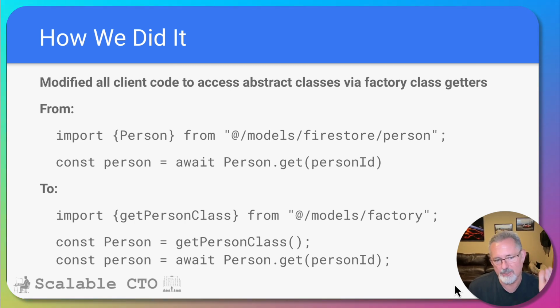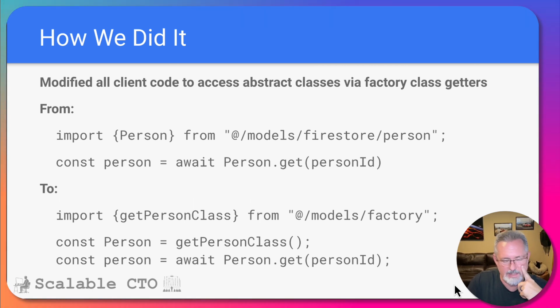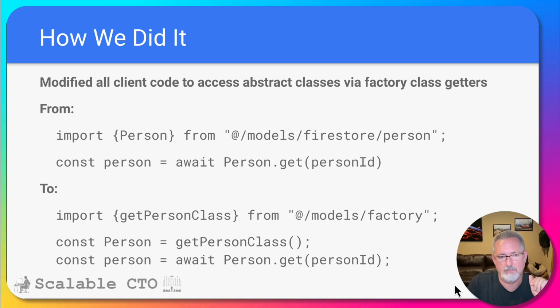So the code changes were pretty simple. We didn't have to make a ton of changes. We just had to replace the imports and add the factory getter to get the classes. But the actual usage of the class code didn't have to change.